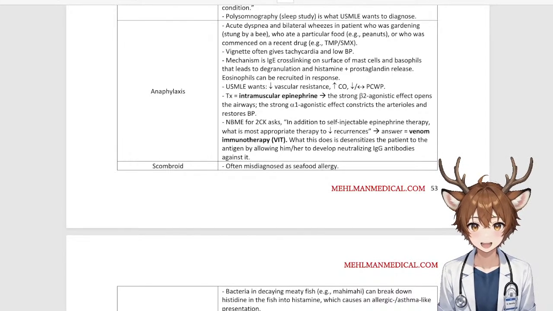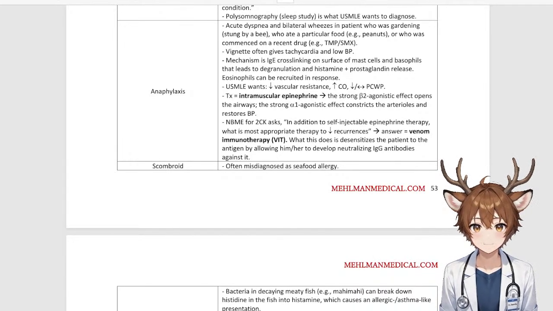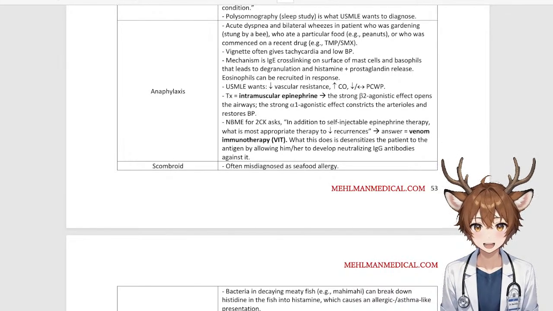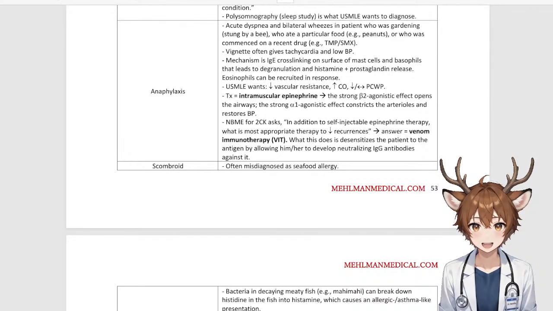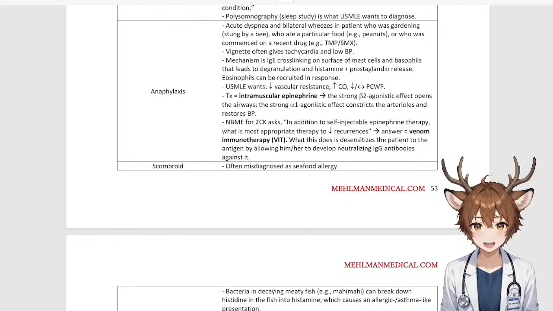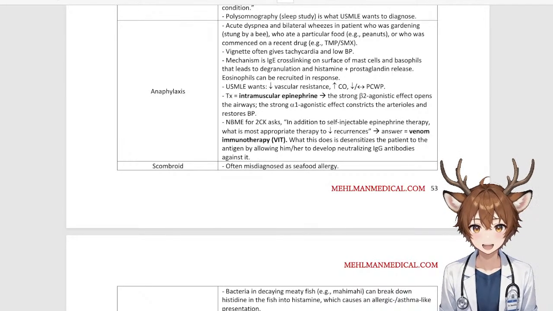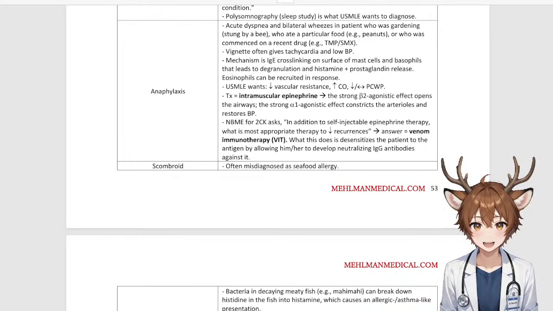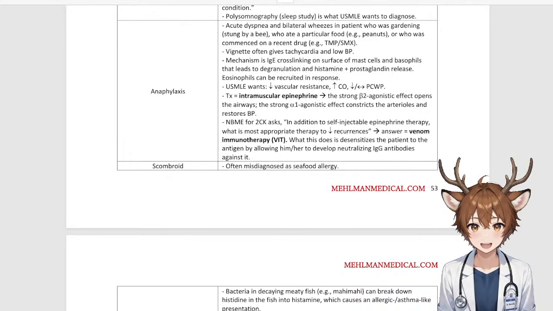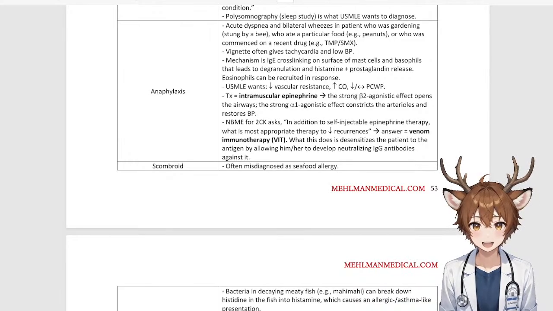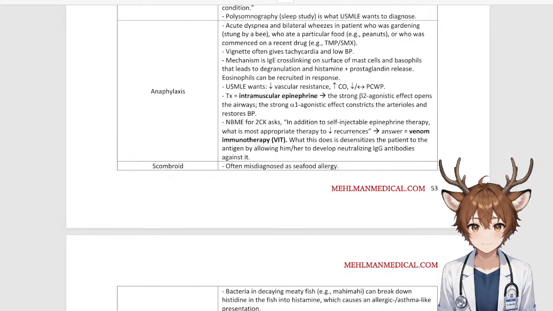The treatment for this would be intramuscular epinephrine. The strongest beta-2 agonistic effect opens the airways. The strongest alpha-1 agonistic effect constricts the arterioles and restores the blood pressure. For anaphylaxis, NBME for 2CK asks, in addition to self-injectable epinephrine therapy, what is the most appropriate therapy to decrease recurrences. The answer is venom immunotherapy, which desensitizes the patient to the antigen by allowing him or her to develop neutralizing IgG antibodies against it.